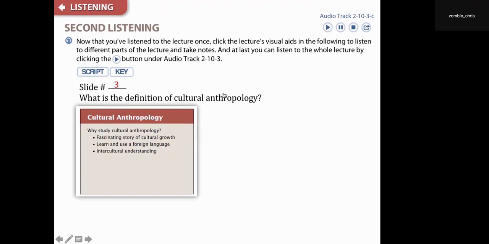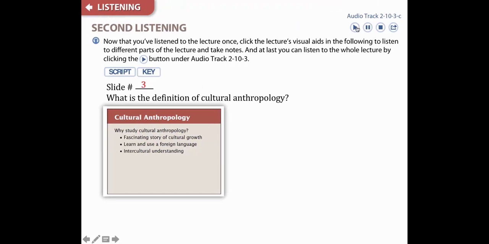So listen out for this one. This is quite a long section here. What is the definition of cultural anthropology? Cultural anthropology is the study of cultures, living and dead. In its totality, it includes linguistics, the study of speech forms, archaeology, the study of dead cultures, and ethnology, which is the study of living cultures, or those that can be observed directly.